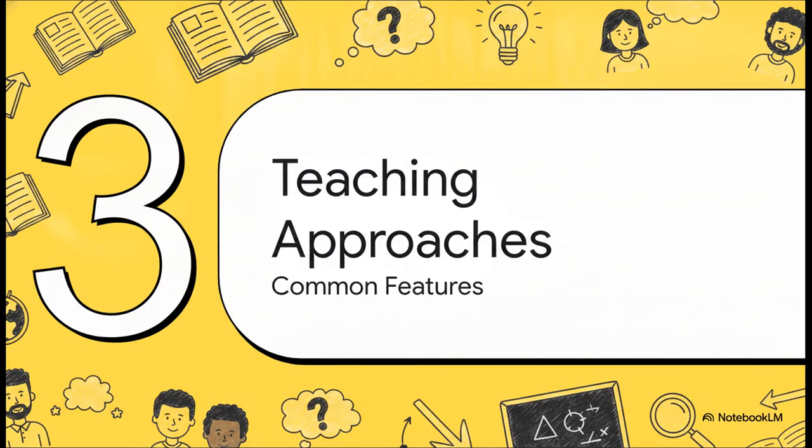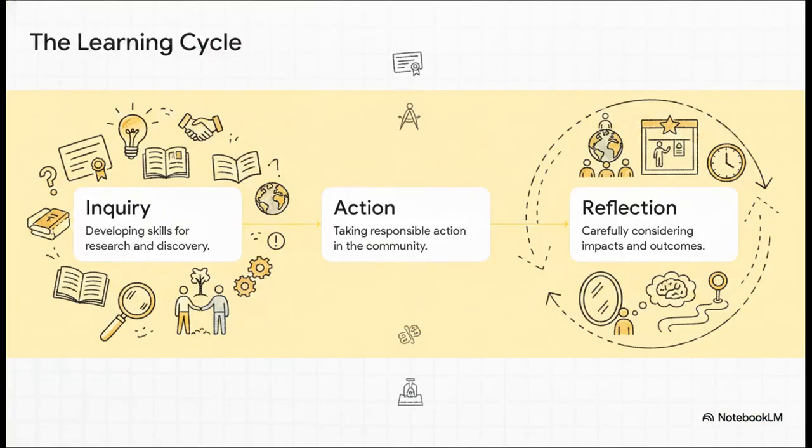Common features, teaching approaches. Next up, we transition from the student's character into the classroom itself to examine the actual how of this shared educational framework. What we see is a continuous cycle of learning across all age levels. It's kind of like a chronological engine where students pursue inquiry, take responsible action, and then engage in deep reflection. Step 1, 2, and 3.